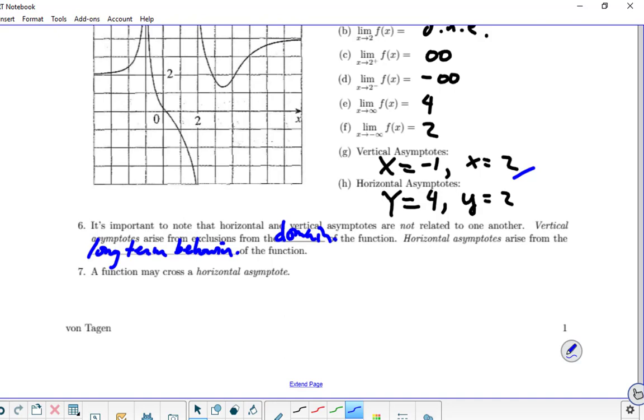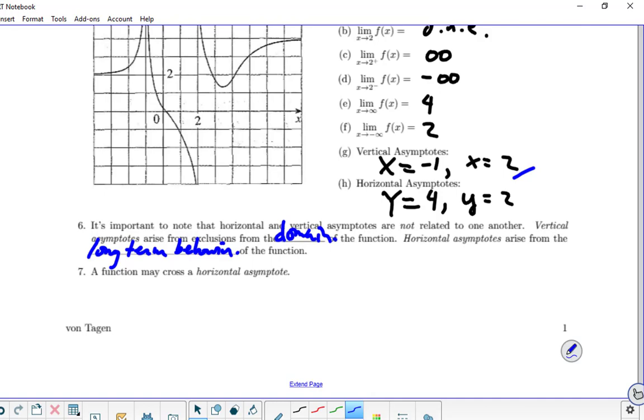But unfortunately, students somehow, somewhere down the road, got the idea that graphs cannot cross horizontal asymptotes. A lot of people think that. You poll people on the street, a lot of people think that. But they're wrong. Graphs can cross horizontal asymptotes.